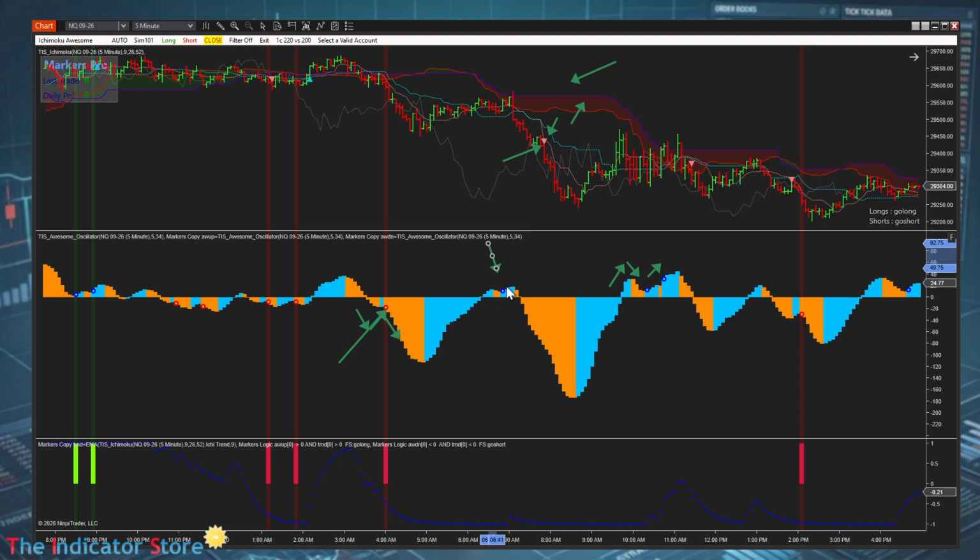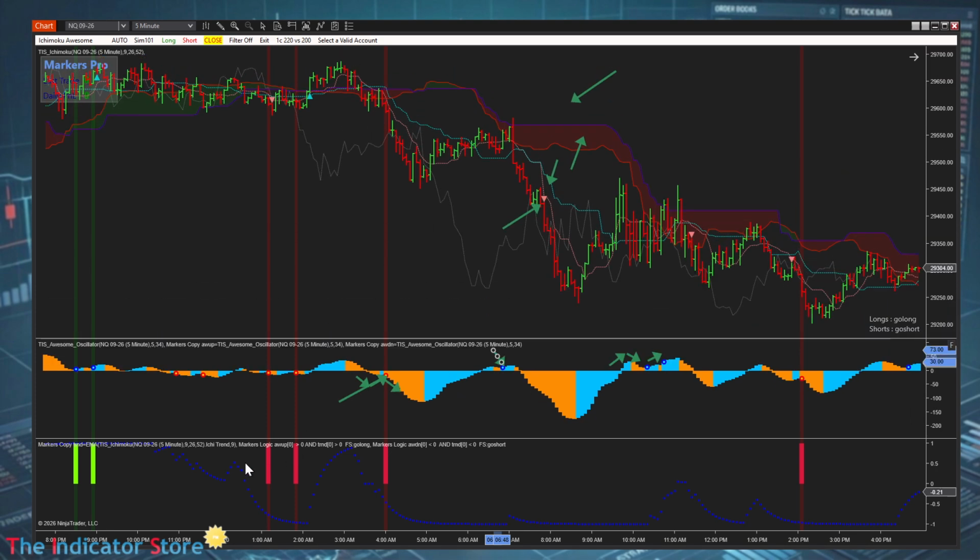And we can see this long is not executed. There's no green bar. The signals of the setup are visible at the bottom, and also in these vertical red and green lines. And here we don't have a trade because we have a long signal from the Awesome Oscillator, but the price is below the cloud. For example, we have a short here. We can see that short on the Awesome, and the price is below the cloud.